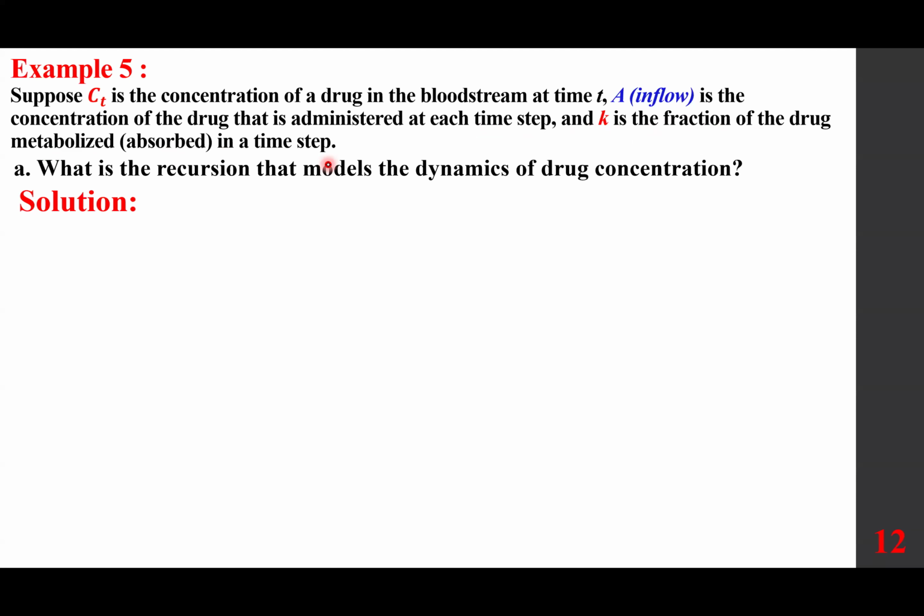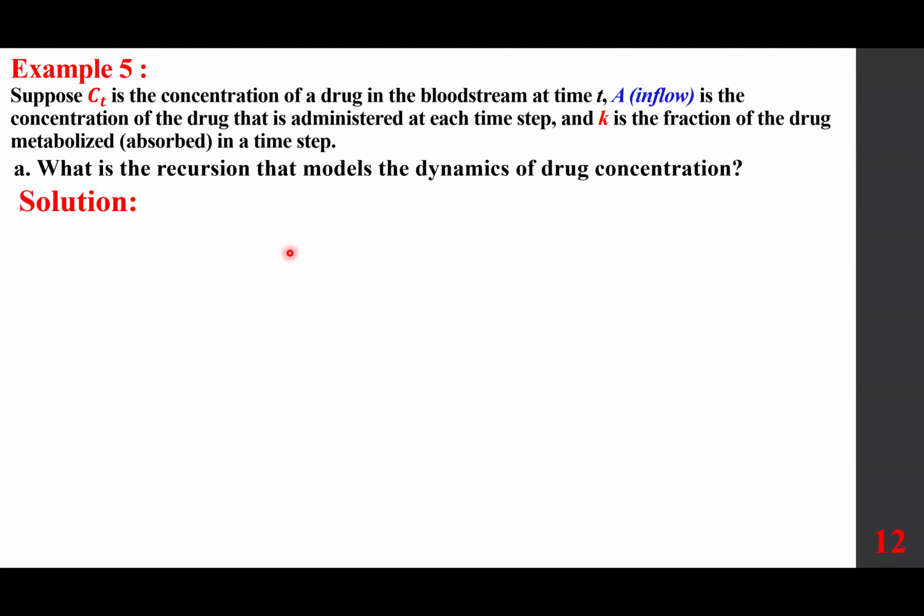So we want to write the recursion that models the dynamics of drug concentration. So in general, we use N, and of course, specifically, we're going to go to C. So we're going to write N sub T plus 1. That means the next time step is the previous one, N sub T. And then what comes in? Inflow. What comes out? Outflow. So we're going to write N sub T plus 1 is the previous one, then however amount we added minus however amount is gone.